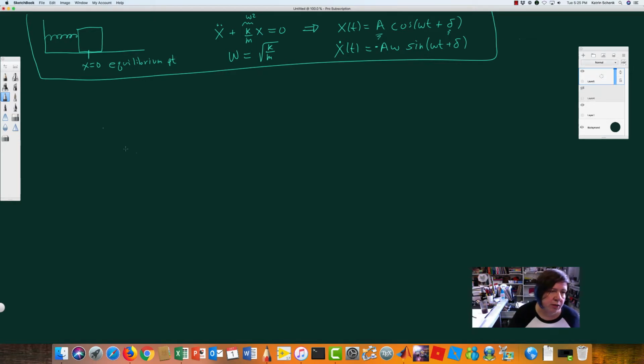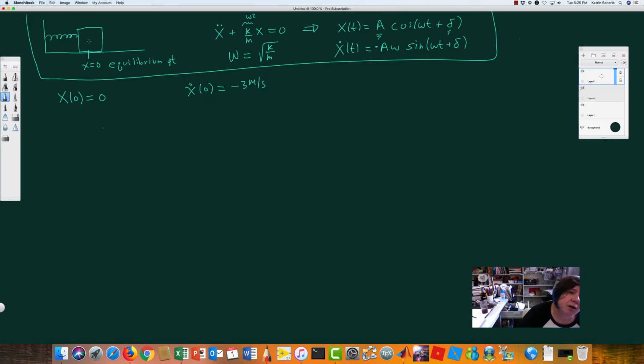All right, let's do another example. It's going to be a simple example because we kind of did a lot of work already. Let's do when x of 0 equals 0, and x dot of 0 is equal to a negative velocity.